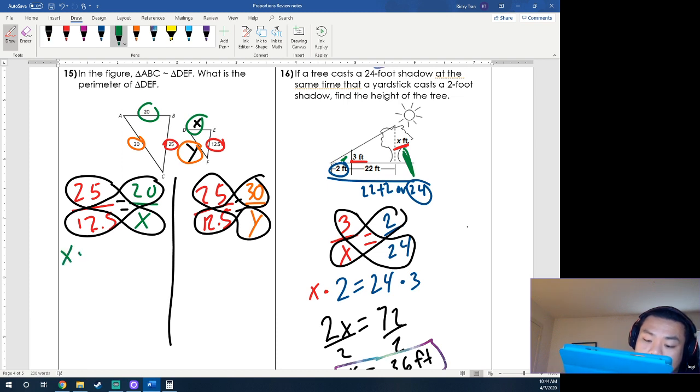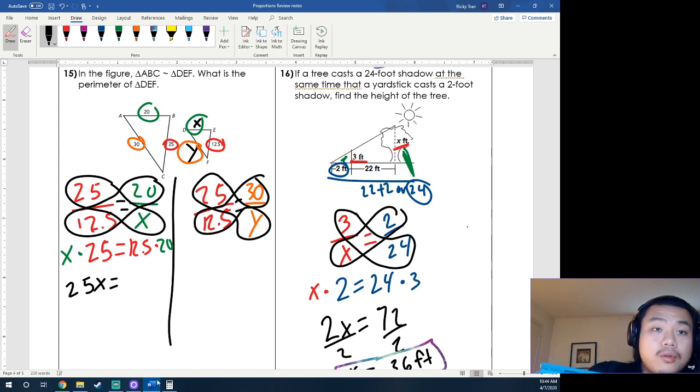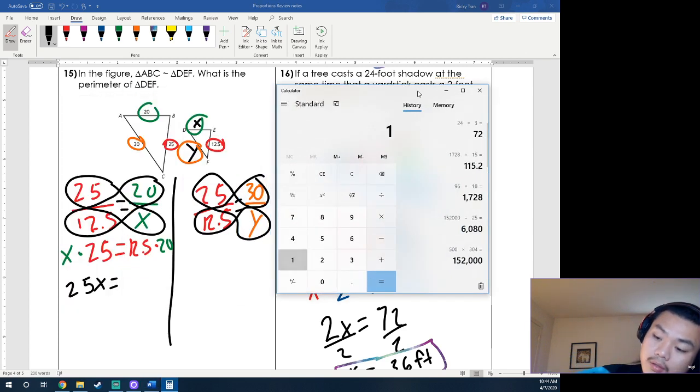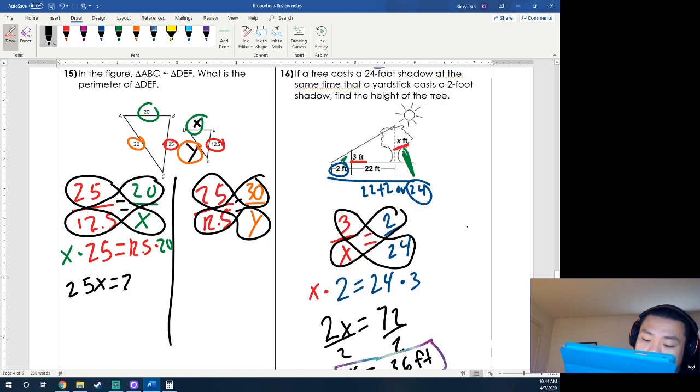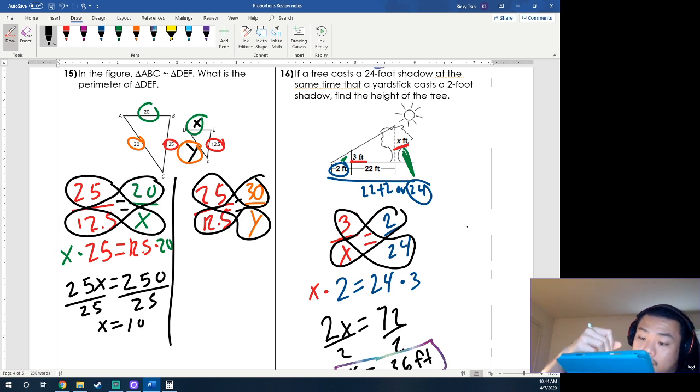So we have x times 25, which is equal to 12.5 times 20. Which means we have 25x is equal to 12.5 times 20, or 250, divided by 25, divided by 25. So we have x is equal to 10. So x here is going to be the value of 10.